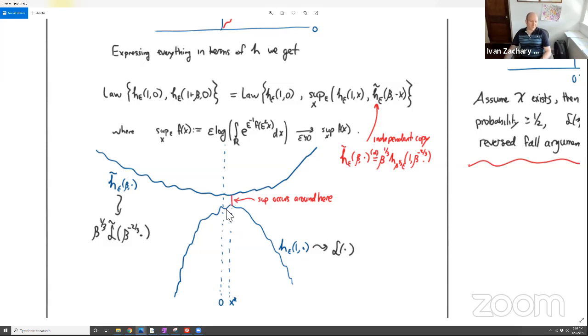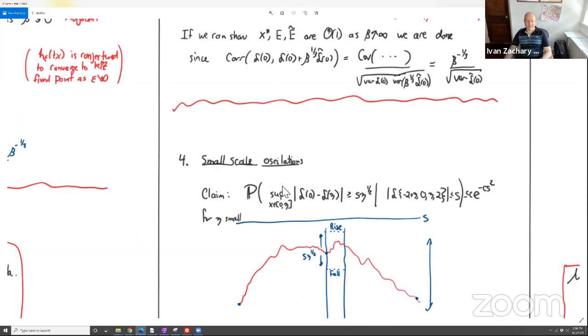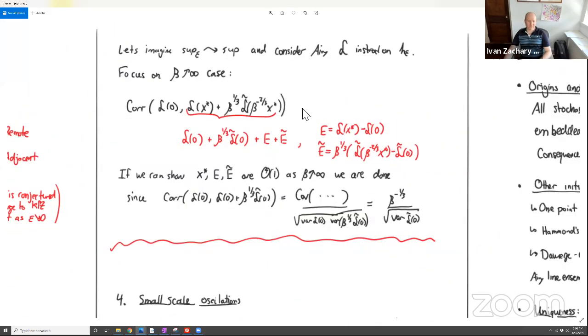And moreover, the increment. So if I can show that the maximizer is pretty close to 0, order 1 away from 0, I also want to argue that the difference between the value at 0 and the value at the maximizer is not too different. And if I can do that, then I can actually control the correlation. And so that's what I'm doing here.